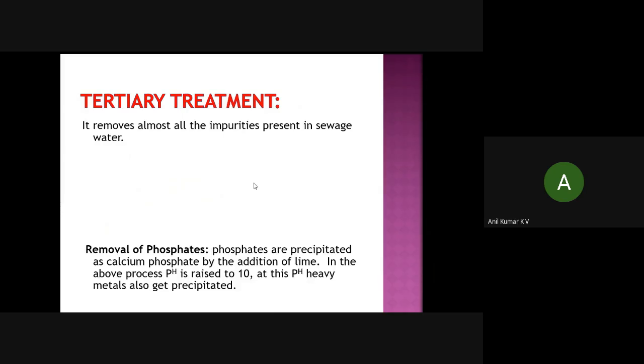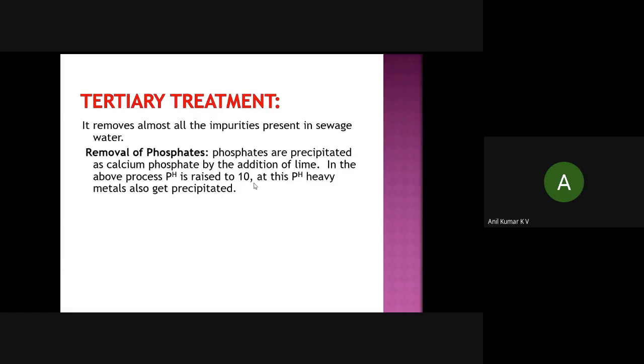Coming to the tertiary treatment, it removes almost all the impurities present in sewage water. Removal of phosphates: phosphates are precipitated as calcium phosphate by the addition of lime. In this process, pH is raised to 10. At this pH, heavy metals also get precipitated. By adding lime, it reacts with phosphates and they get precipitated as calcium phosphate. In this way, phosphates can be removed.